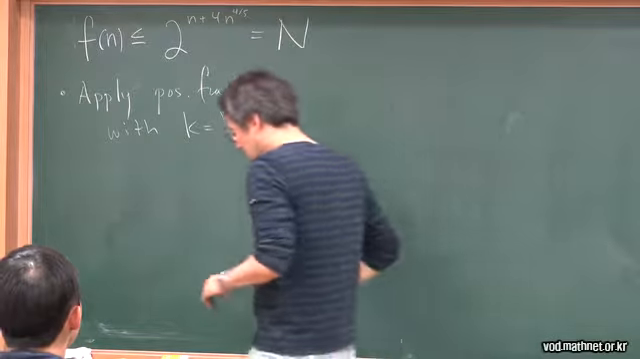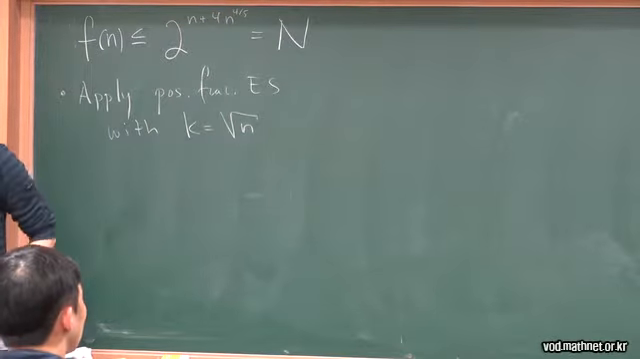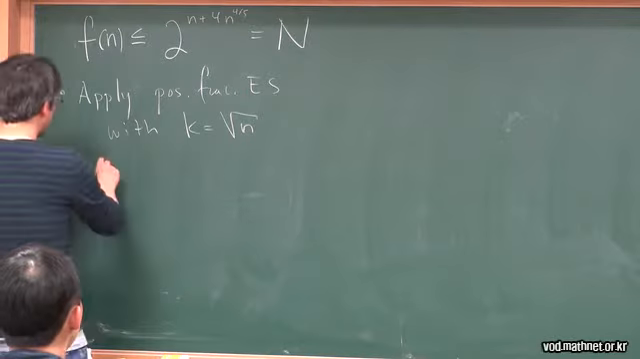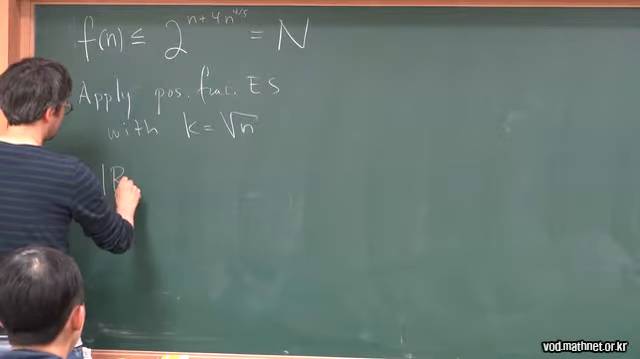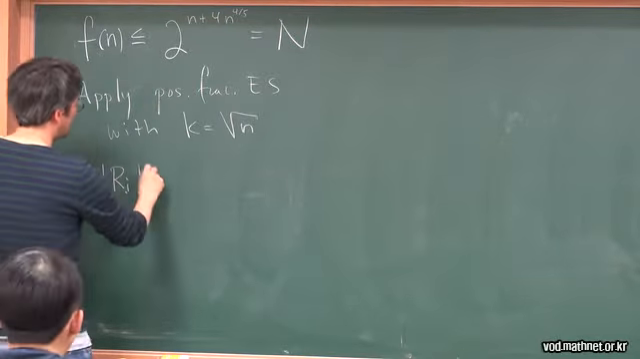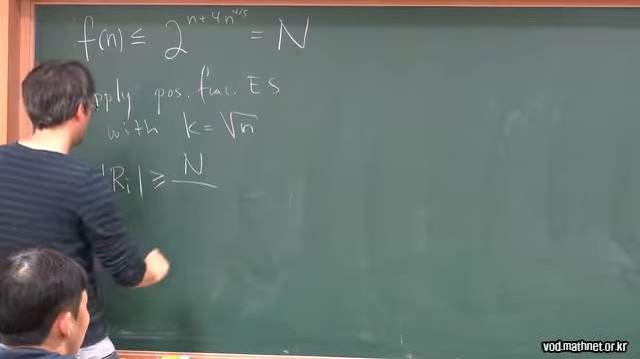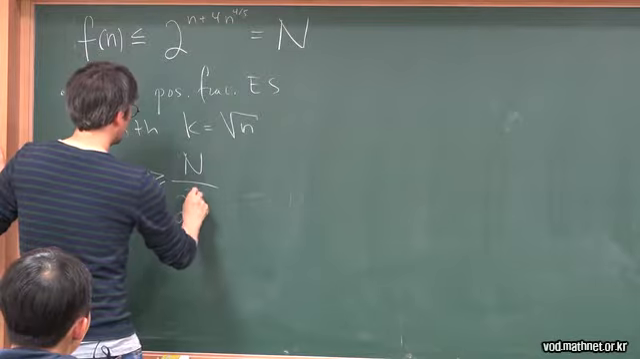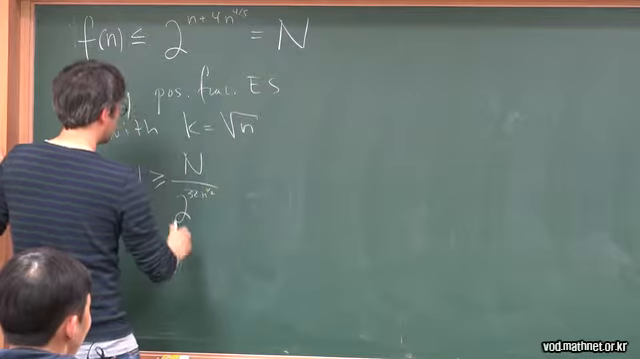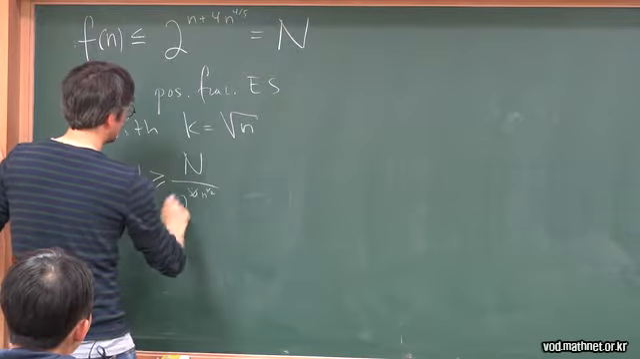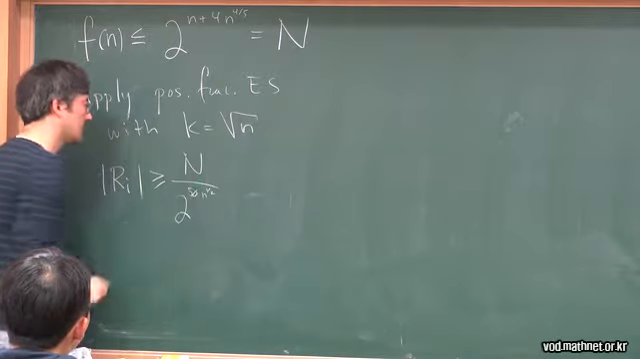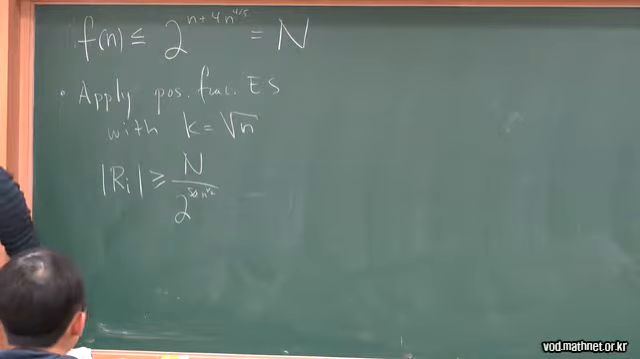Okay, so k is set to be root n. So this means that each of these regions, or clusters, Ri, has size at least n divided by 2 to the 32 and a half. He says 50 here. There's no danger in that.